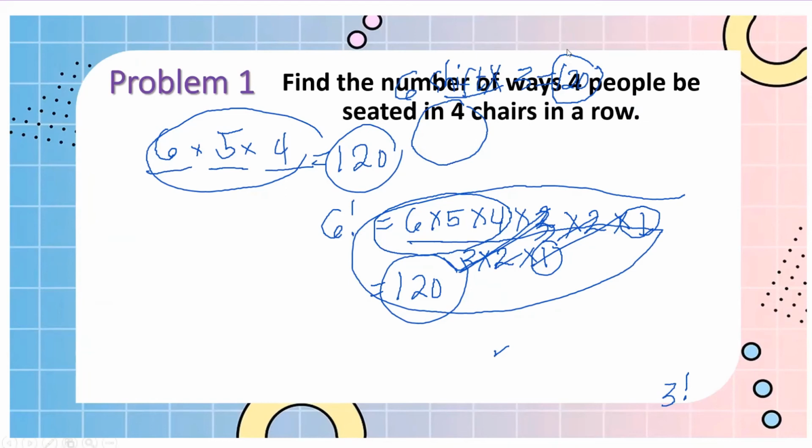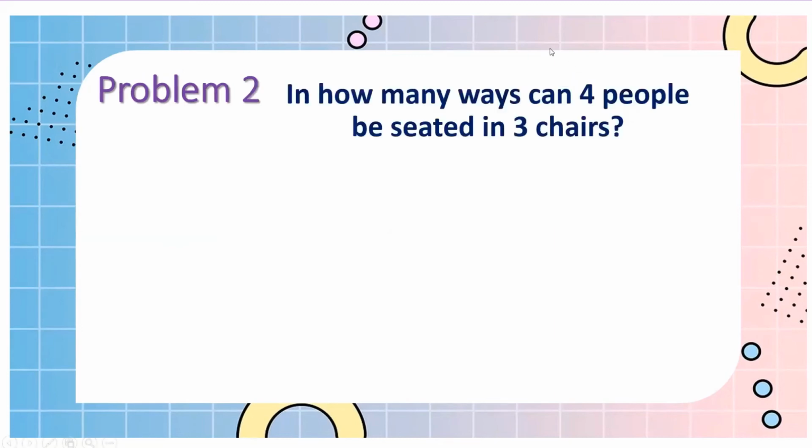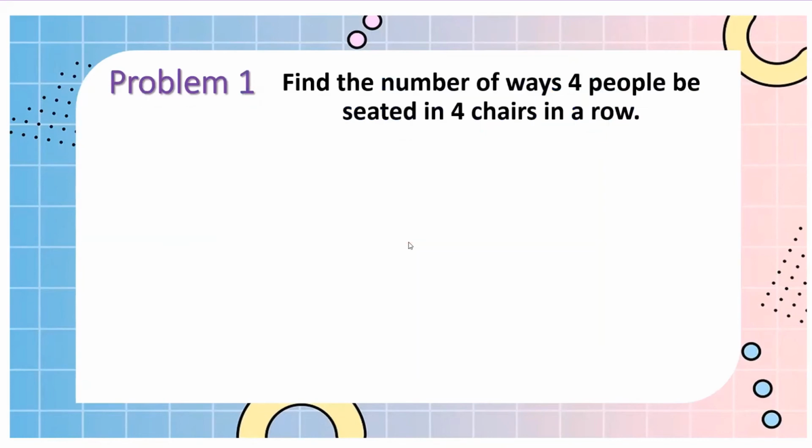Let's solve this problem. Find the number of ways 4 people can be seated in 4 chairs in a row. So there are 4 people, 4 persons. Since 4 yan, since 4, the same yung N tsaka R. N, R. So meaning to say, this is 4P4. In this case, it's easy.